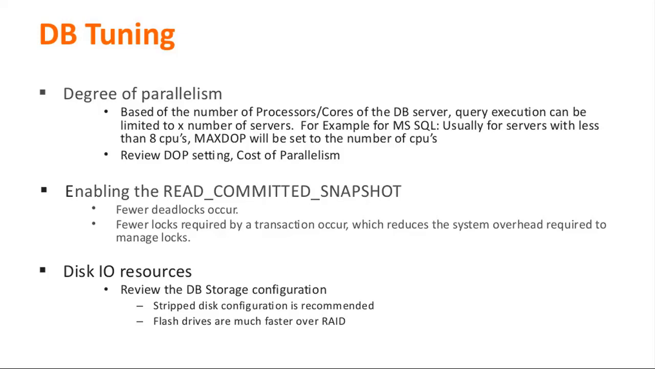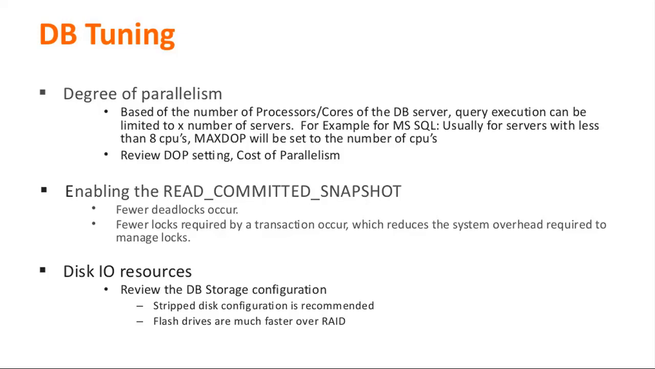So, for example, on SQL Server, for one of the customers, based on their CPU, we set the max DOP setting to 8, and another component that comes along with it is cost of parallelism, set to 50, and that's the setting that worked for them. But it was based on their CPUs.